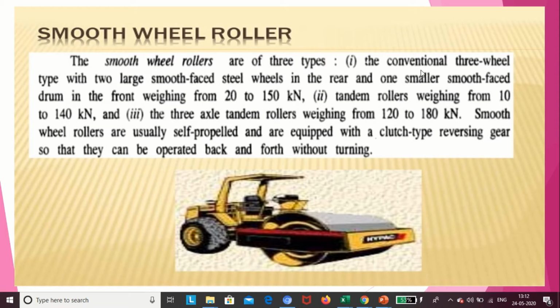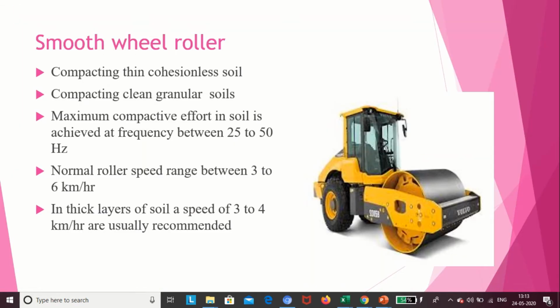One is the conventional one. The second one is a tandem roller weighing from 10 to 140 kilonewton, and the three axle tandem rollers which weigh from 120 to 180 kilonewton. The smooth wheel rollers are useful in compacting thin cohesionless soil. They can also be used for compacting clean granular soil, and the maximum compactive effort in soil is achieved at a frequency between 25 to 50 Hz, and the normal roller speed ranges between 3 to 6 km per hour. In thick layers of soil, a speed of 3 to 4 km per hour is usually recommended.